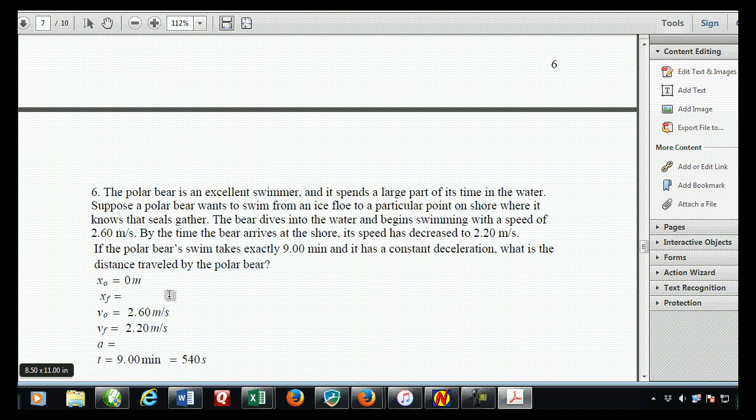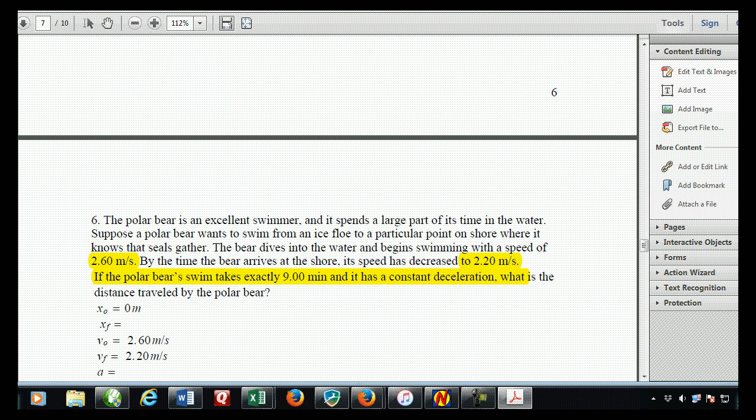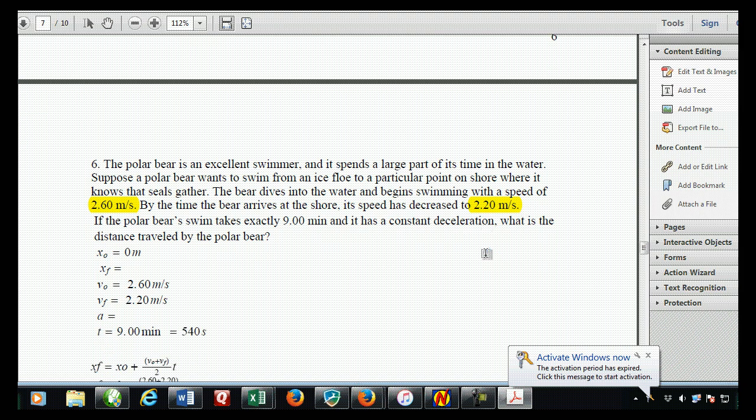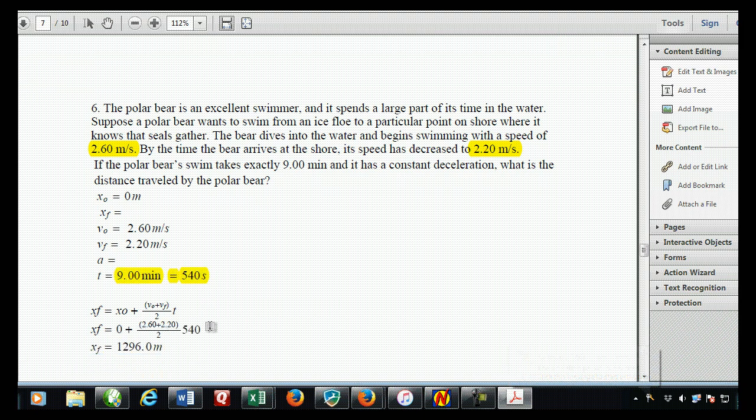Number 6, polar bear. Lots of words, don't get intimidated. The bear dives into the water and begins swimming with a speed of 2.60. Initial velocity. His speed decreases to 2.20 by the time he gets to the shore. So that means that is his final velocity. It's got some acceleration there somewhere. If the polar bear swim time takes exactly 90 minutes, so right off the bat, I multiplied that by 60, got 540. Looking for how far he traveled, X naught is 0, V naught plus VF divided by 2 times 440 for the time, give me 1,296 meters.